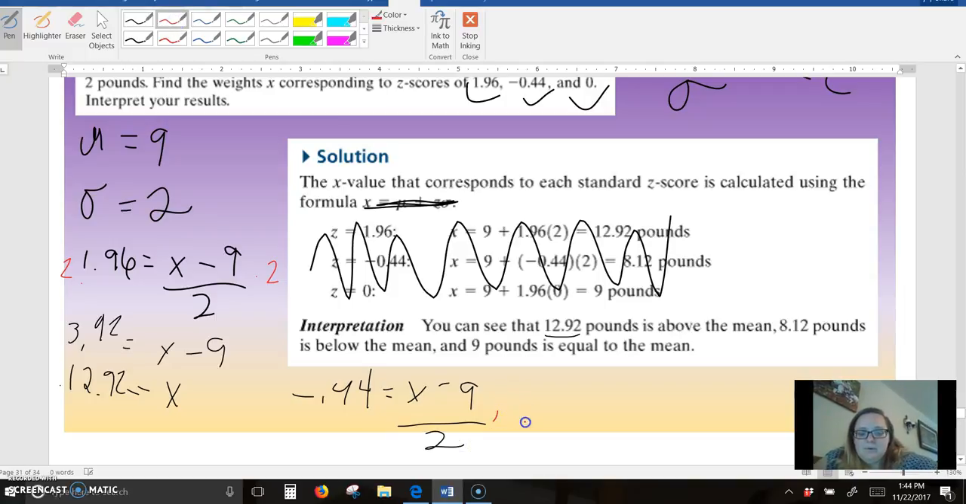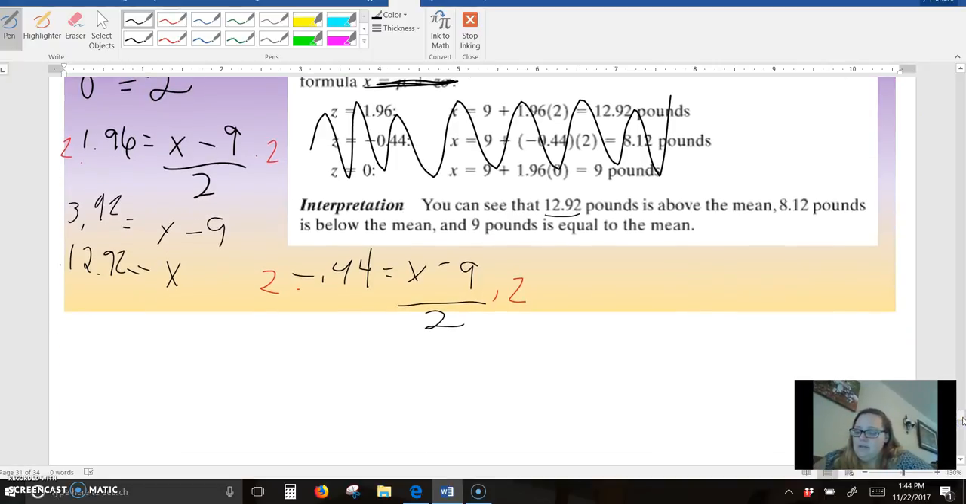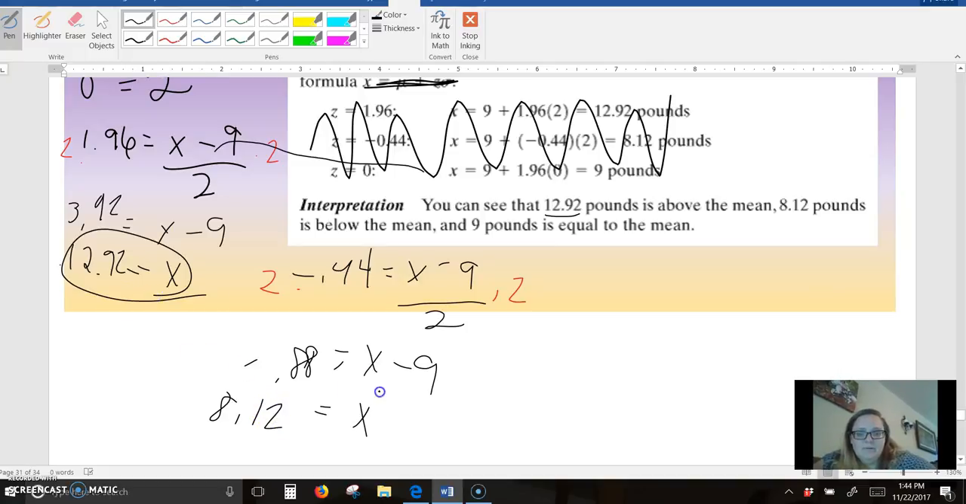For the negative 0.44, negative 0.44 equals x minus 9 over 2. Do the same thing: multiply by 2 on both sides, because I need to do the opposite operation. Remember, the opposite operation of division is multiplication. So negative 0.44 times 2 is negative 0.88, which equals x minus 9. I need to add 9 to both sides, and I get 8.12. So that was one of them.